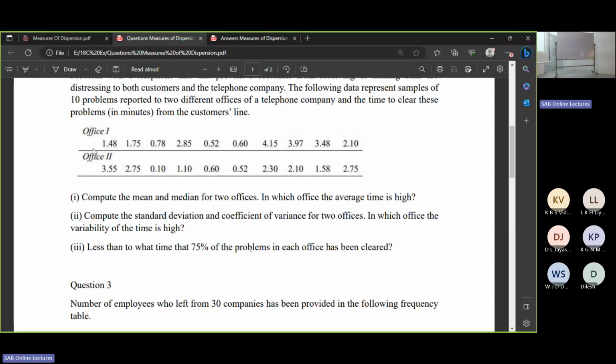Then already you arranged it. Now you can find it. Find the Q3.